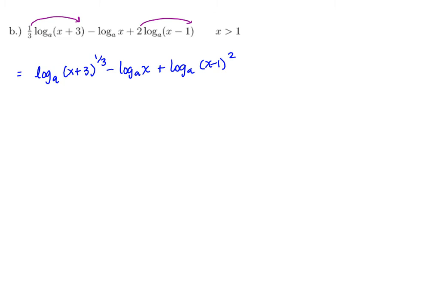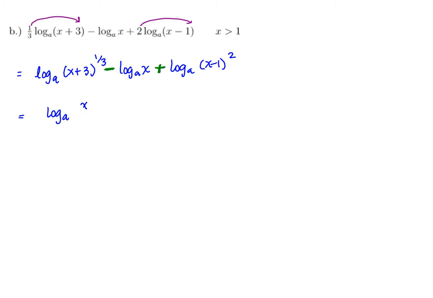Once you practice this enough, you can come to realize that negative stuff goes in the denominator, that's a division operator, and positive stuff goes in the numerator of the argument. Because we're adding those two together, it's the same thing as multiply. So all these three log base a's combine into a single log base a.